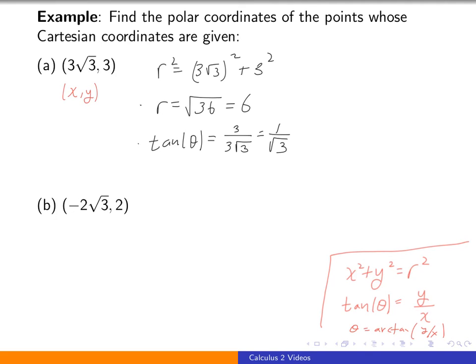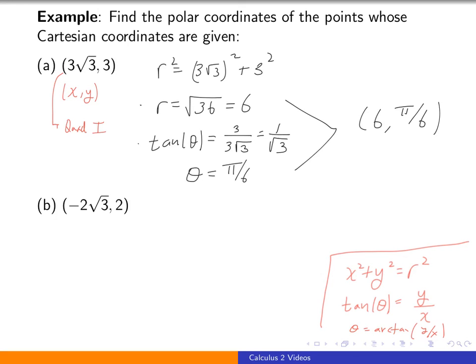Now, let's think about what quadrant we are in. So (3 square root 3, 3) is in quadrant 1. So we can simply use the arctangent formula. So if tangent of theta is 1 over the square root of 3, that's an indication that theta is pi over 6, and the angle pi over 6 does put us in the first quadrant. So in polar coordinates, that associated point would be (6, pi over 6).